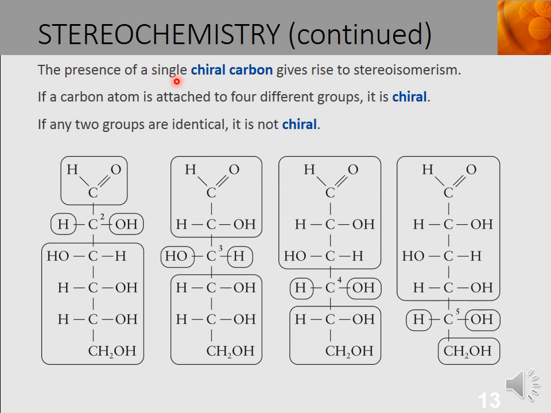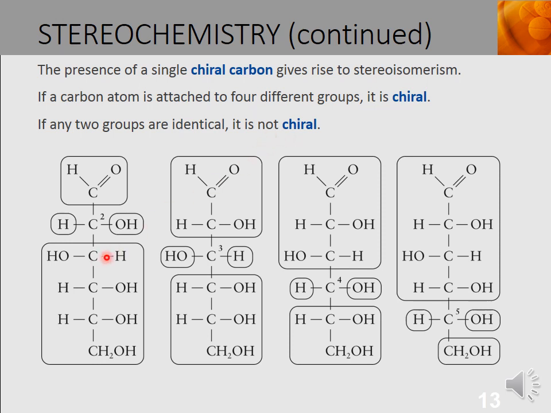You can see in this structure, if we look at carbon number 2, because when we start the numbering, the aldehyde carbon gets number 1, then 2, 3, 4, 5, 6. This is glucose, a 6 carbon sugar. And the number 2 carbon is chiral.